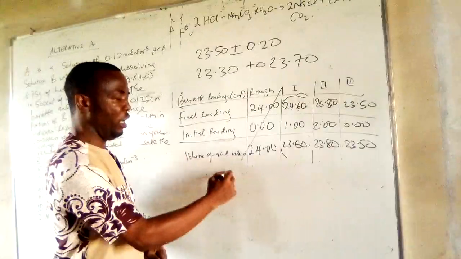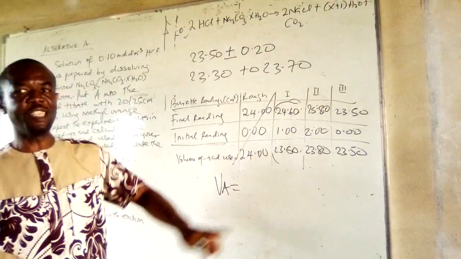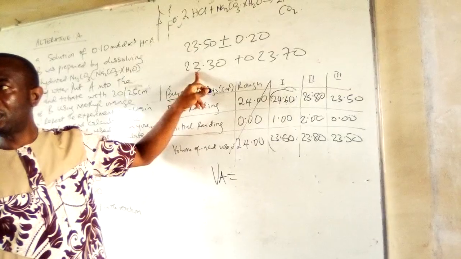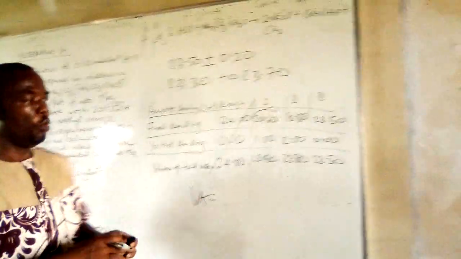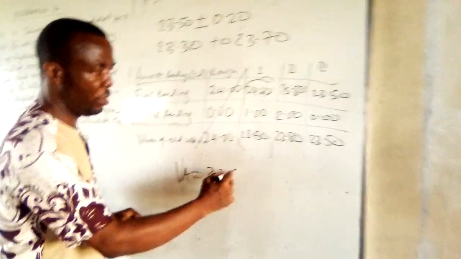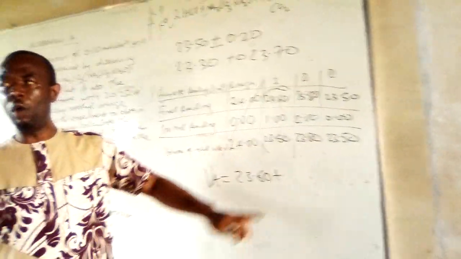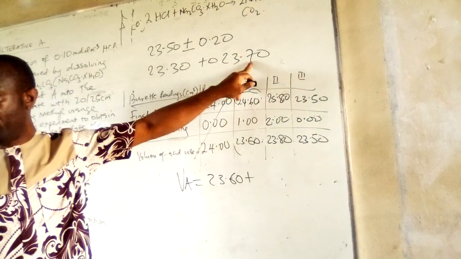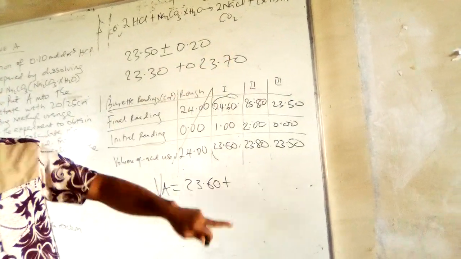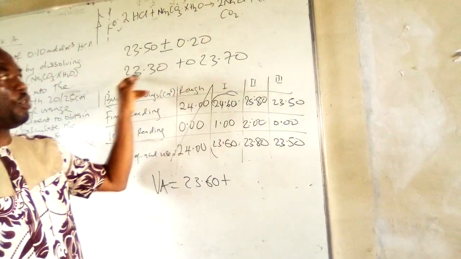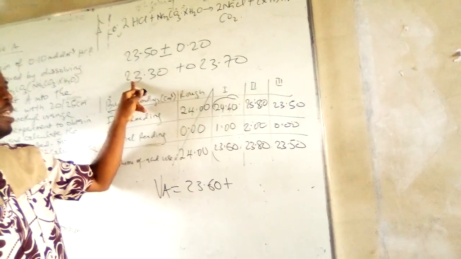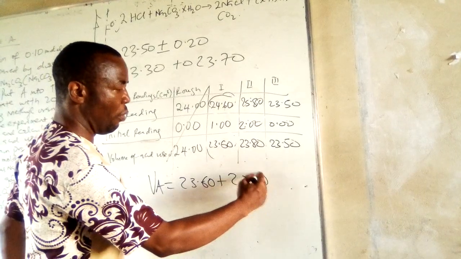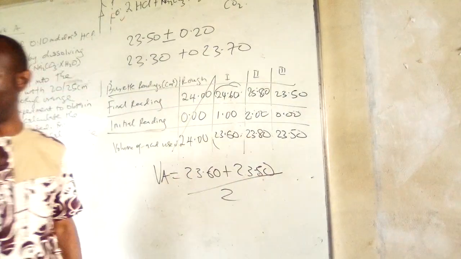Now I say VA equal to. Is this one, 23.6, within this range? Yes. It's more than 23.3 but less than 23.7. You take it, 23.60. Second one, 23.80. Is it within this range? No. It's higher than this, so ignore it. This one here, is it within the range? Yes. It's more than this and less than this. So you add these two and divide by what? Two. Are you seeing it now?